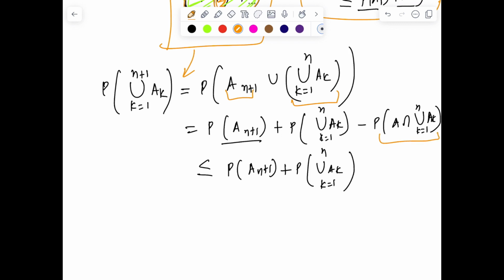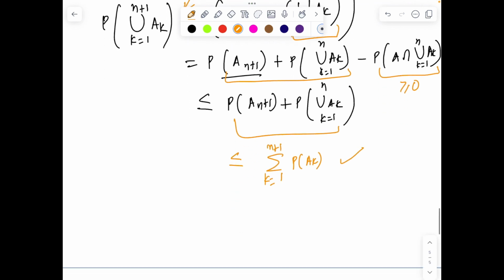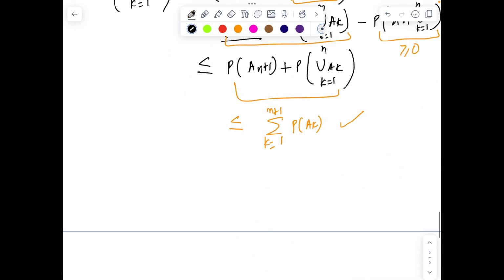Why? Because this quantity, by probability definition, as I have already told, is greater than or equal to 0. So out of these two positive terms, you are taking away something, so it is less than or equal to this, and this by definition is sigma P Ak, k equal to 1 to n plus 1. अब देखो with the principle of mathematical induction it is valid for all positive integers. ठीक है, तो ये भी एक अपर बाउंड ये प्रूव करना सही था, मतलब it's not that great.